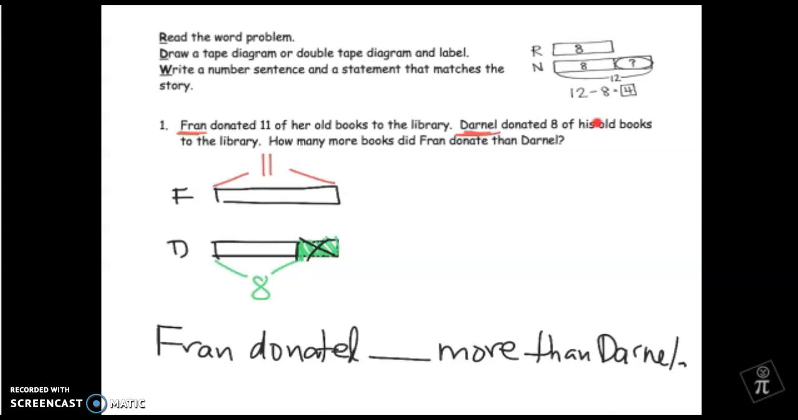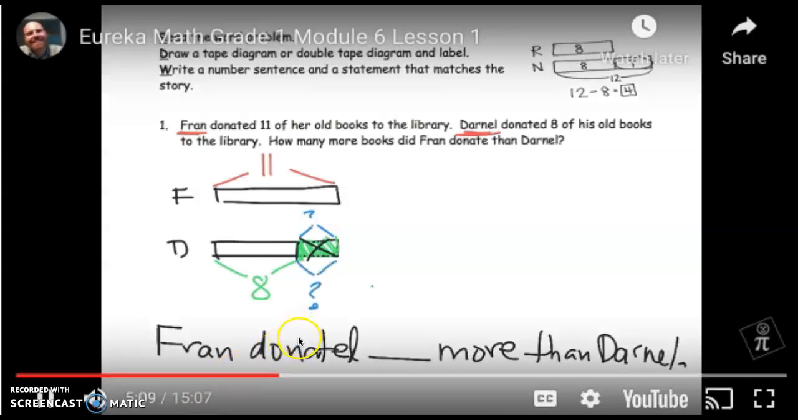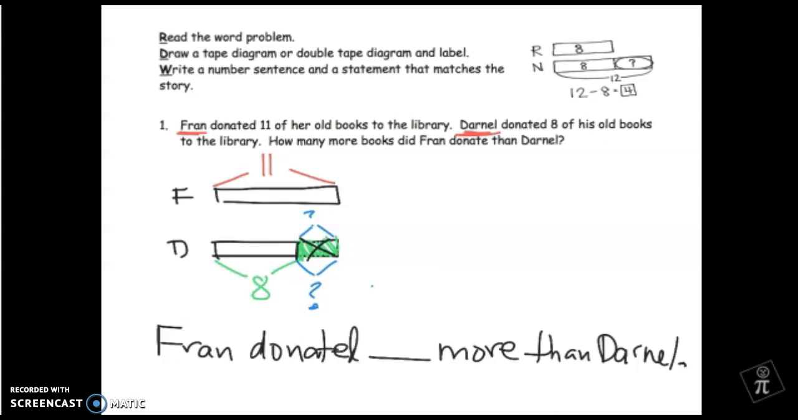All right, and then I'm going to go back and read where we are. Okay, now it says, how many more books did Fran donate? So I'm looking for this distance right here. So that little thing right here is our question mark. Really, I think a better place would have been to put it down there. Okay, so what am I going to do? A couple of ways to solve this. I could think of it as 8 plus blank equals 11, or I could think of it as 11 minus 8 equals blank. And of course, either way, we're going to get the answer of 3.